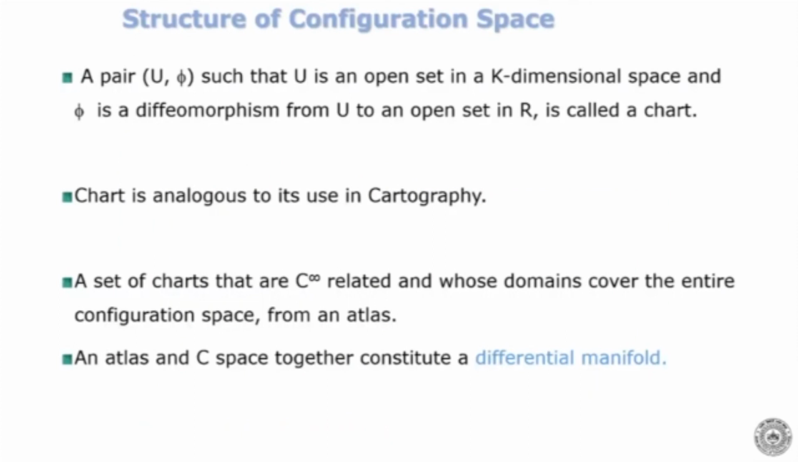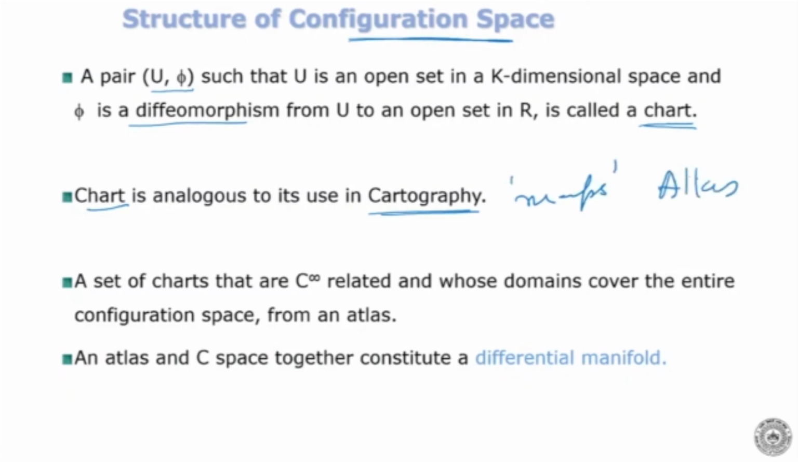Now let's look a little bit more. So structure of configuration space: a pair (U, phi) such that U is an open set in a k-dimensional space and phi is a diffeomorphism from U to an open set in R^k is called a chart. Okay, now chart is analogous to its use in cartography or maps. You would have heard the word maps, you would have heard of atlas. Okay, you might have used this in schools, maps and atlas. Okay. So essentially a pair (U, phi) is the mapping such that U is an open set in a k-dimensional space and phi is a diffeomorphism from U to an open set in R^k is called a chart.